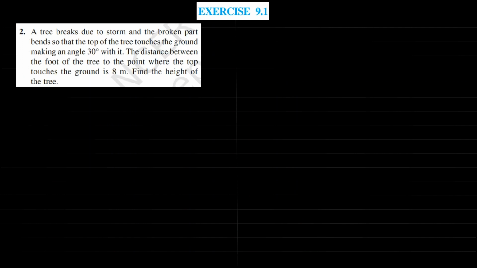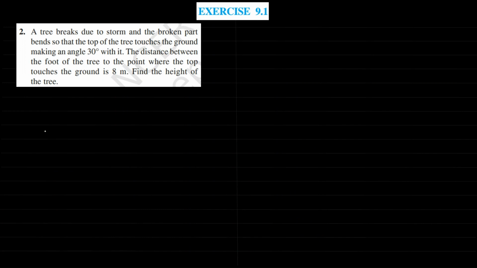A tree breaks due to storm and broken parts bend so that top of the tree touches the ground, making an angle of 30 degree with it. The distance between the foot of the tree and the point where the top of the tree touches the ground is 8 meters. Find the height of the tree.